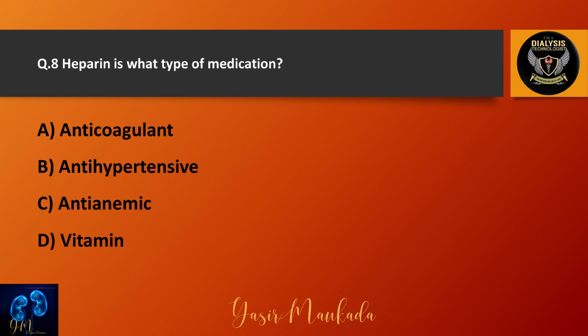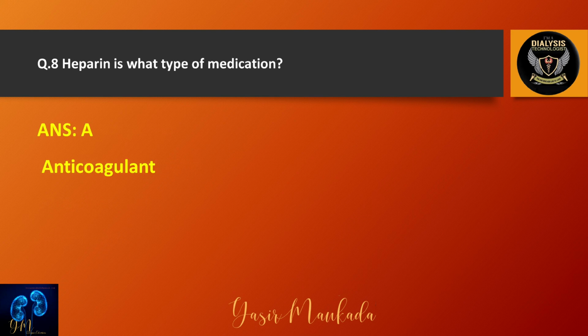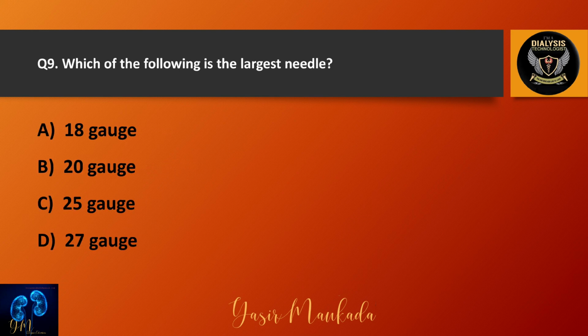Next question is, heparin is what type of medication? Option A, anticoagulant; option B, antihypertensive; option C, anti-anemic; option D, vitamin. The answer is option A, anticoagulant. Next question is, which of the following is the largest needle? Option A, 18 gauge; option B, 20 gauge; option C, 25 gauge; option D, 27 gauge.